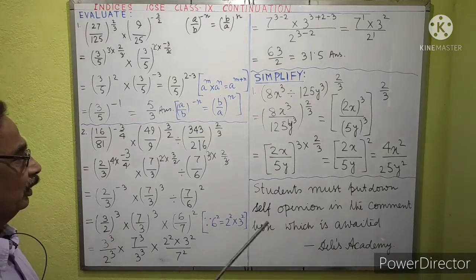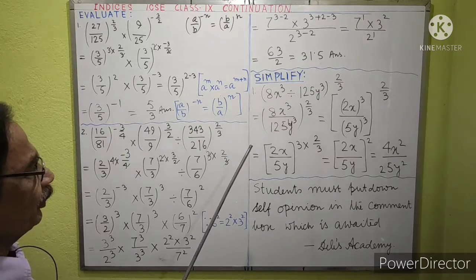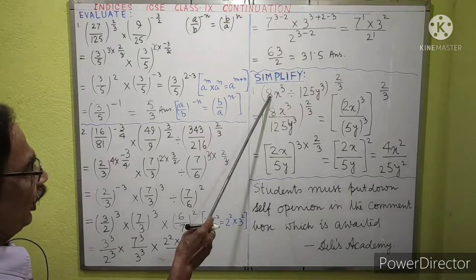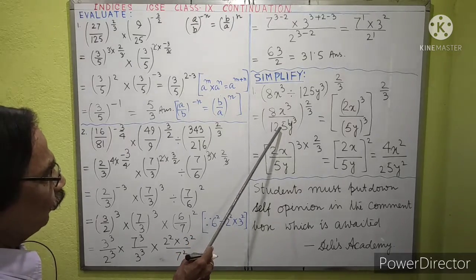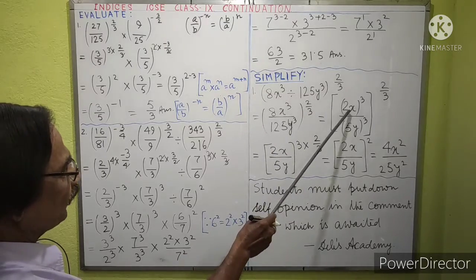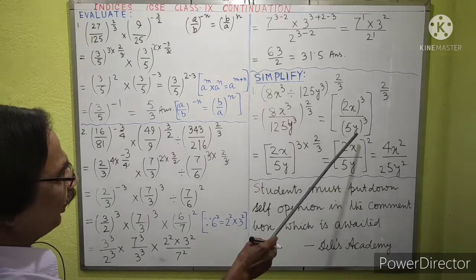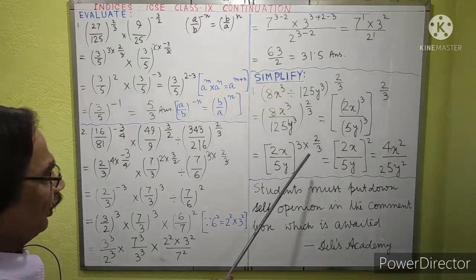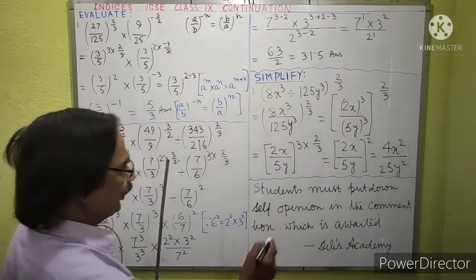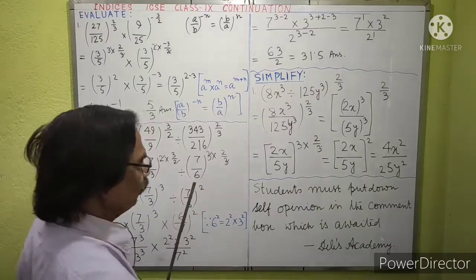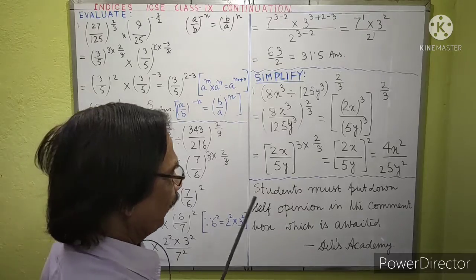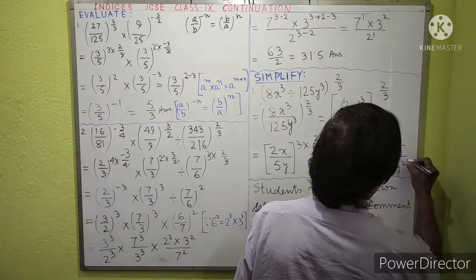Next one, simplify (8x cube divided by 125y cube) to the power 2 by 3. Now 8x cube equals (2x) whole cube and 125y cube equals (5y) whole cube. Both are cubes, so they cancel each other, and it is (2x by 5y) whole square, that is 4x square by 25y square. This is the answer.